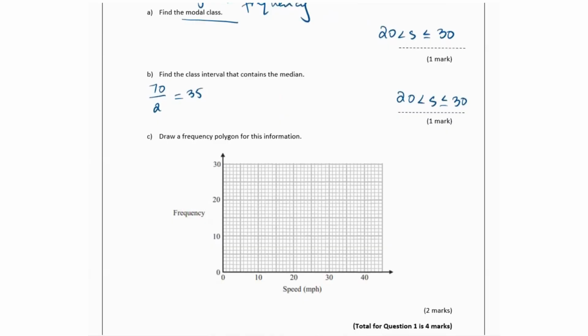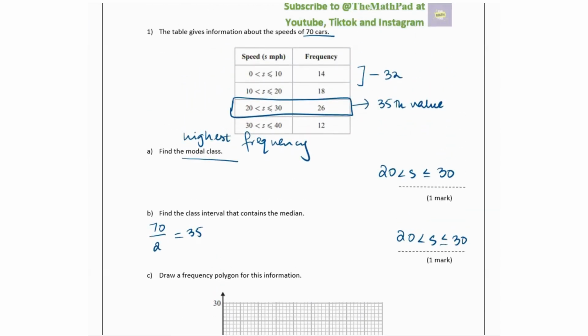Then it says, draw a frequency polygon for this information. To draw a frequency polygon, what we need is the midpoint of the class intervals and the frequency value. Let's first find the midpoints. For 0 to 10, it's 5. For 10 to 20, it's 15. 20 to 30 is 25. And 30 to 40 is 35. These are your midpoint values. So now the x coordinates are going to be 5, 15, 25, 35, and y is going to be 14, 18, 26, and 12.